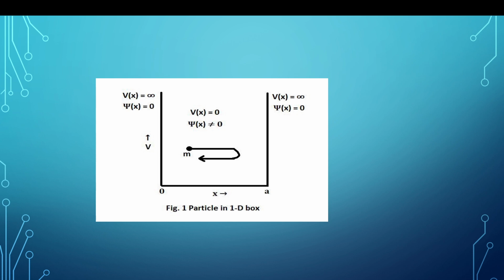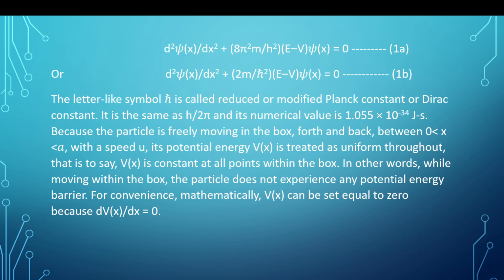Within the box, wave function is not 0. Potential is uniform throughout. It means no potential barrier exists. For mathematical easiness, we have set V(x) equal to 0. The equation is this: d2 psi upon dx2 plus 8 pi square m upon h square (E minus V) psi equal to 0.